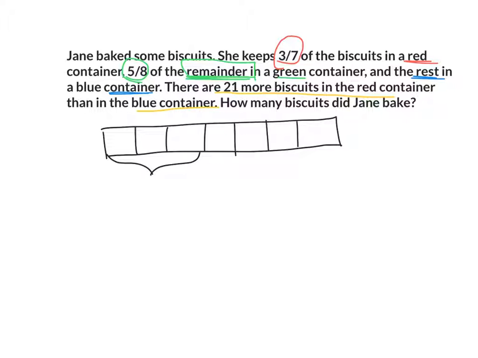What I want you guys to get really good at is not only labeling with the numbers, but also labeling with words. So 3/7 are in a red container. We should be writing both. And if you want to, you could put an R above each of these to show that they're in the red container. Okay, let's look at the next sentence. It says that 5/8 of the remainder. So again, you're just focusing on the boxes that we haven't touched yet.